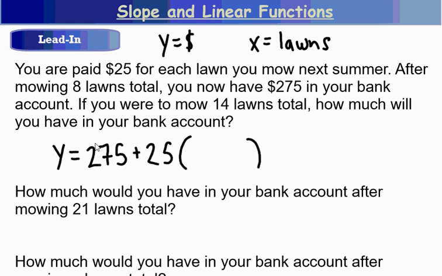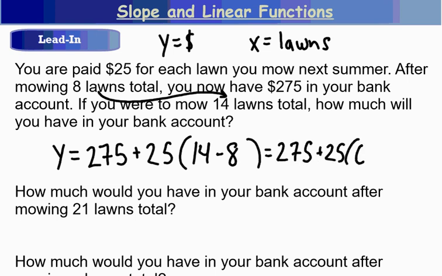Well, this $275 was after I'd already mowed 8 lawns, and I want to know, what if I mow 14 lawns in total? Well, how many extra lawns do I need to be paid for? Well, that's 14 minus 8. I need to be paid for 6 extra lawns. So I would say 275 plus 25 times 6. 25 times 6 is 150, and 150 plus 275 would be $425. That's how I would think about it.